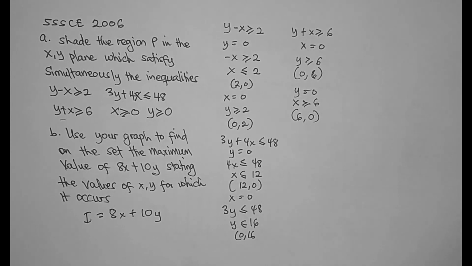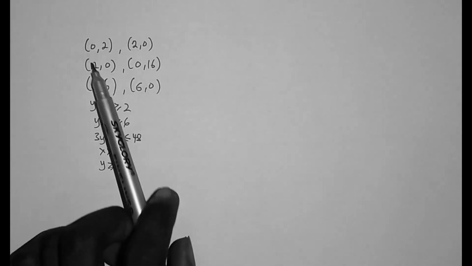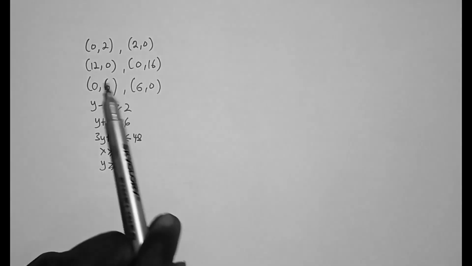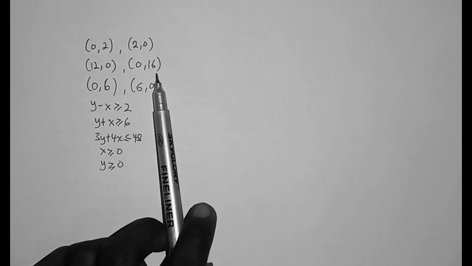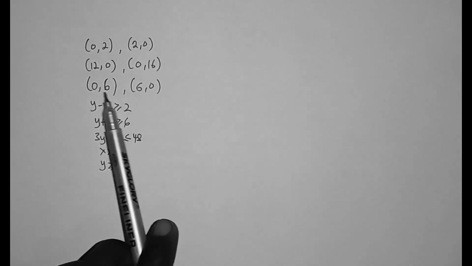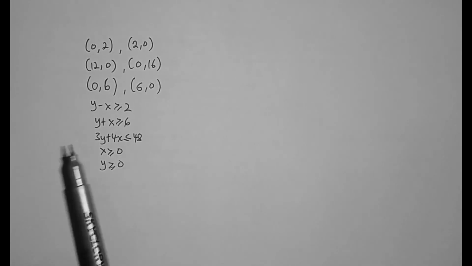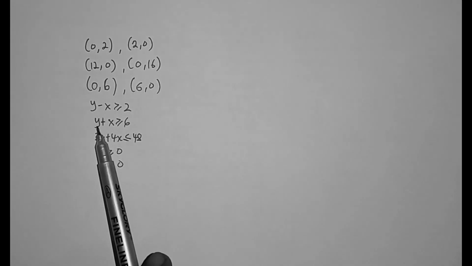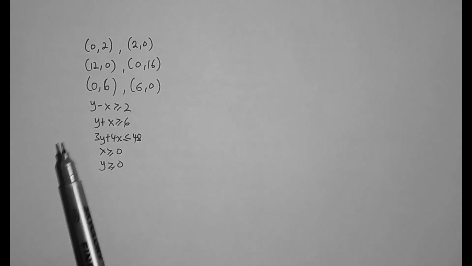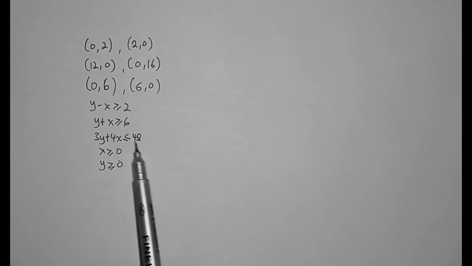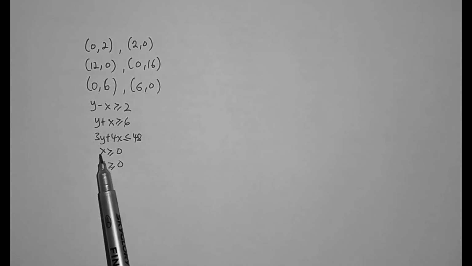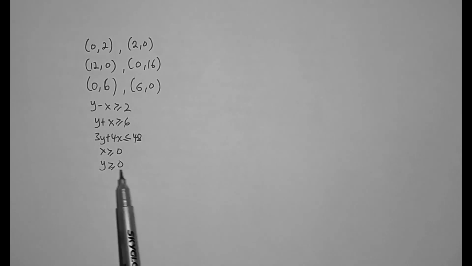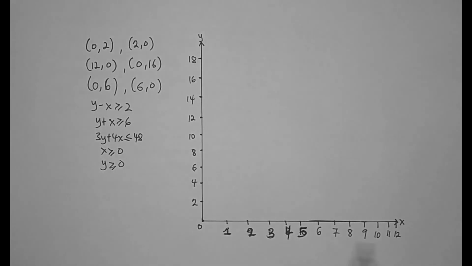So let me write the sets of coordinates that we are going to sketch. So we have the coordinates 0, 2; 2, 0; 12, 0; 0, 16; 0, 6; 6, 0. And then the constraints are y minus x greater than or equal to 2, y plus x greater than or equal to 6, 3y plus 4x less than or equal to 48, x is greater than 0 and y is greater than 0. So we've drawn our graph.